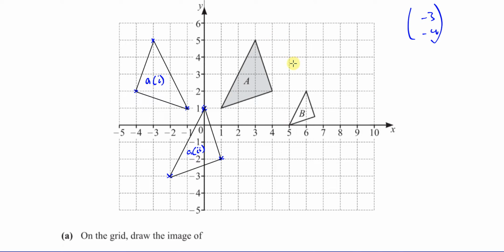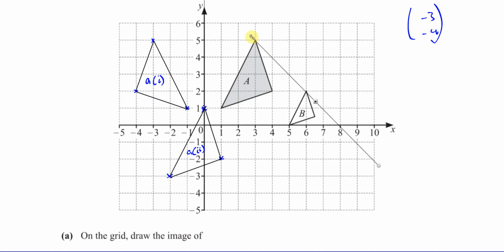So for an enlargement, you need to mention 3 things. 1, that it's an enlargement, which we just determined. 2, the center of enlargement. So we're going to find the position or the coordinates of the center of enlargement. And to do that, you join together a point and its image, and you follow that line back. So just have to be accurate about this.